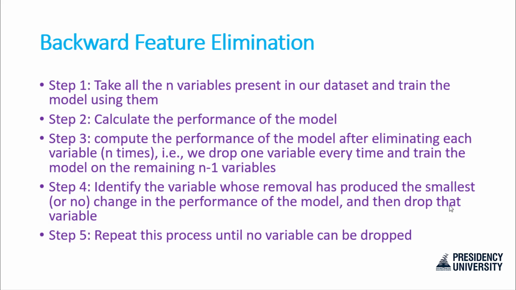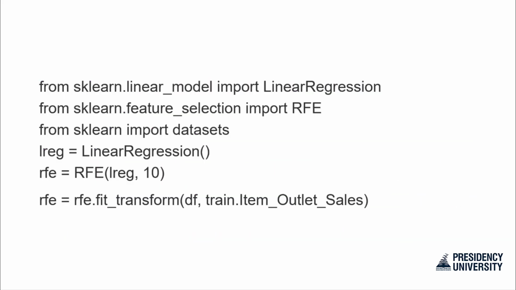In step 4, we identify the variables whose removal has produced the smallest or no change in the performance of the model and then drop that variable. In step 5, we repeat this process until no variable can be dropped. For doing this, we import RFE and then we fit and transform the data frame and get the output of that particular task.